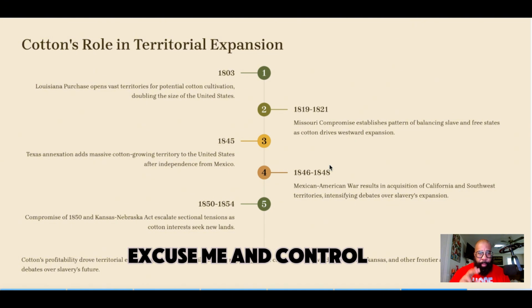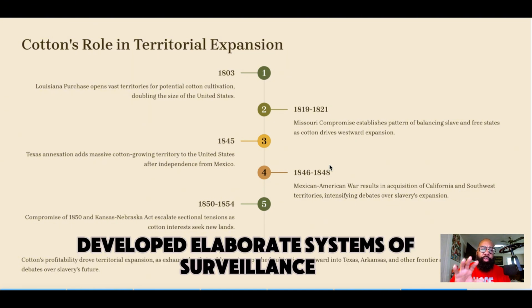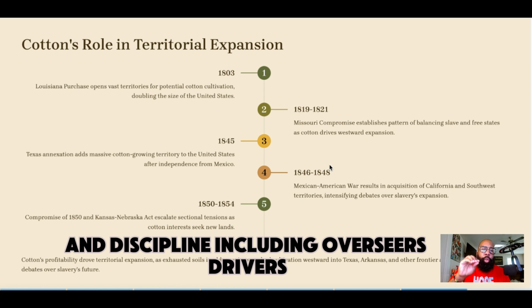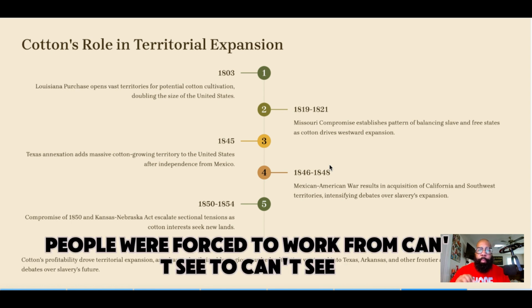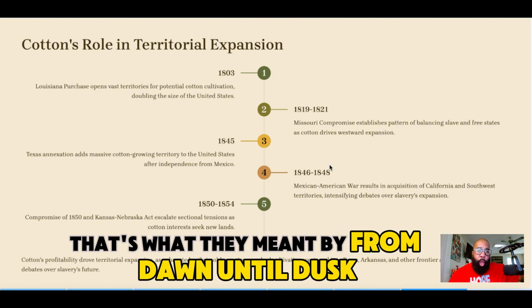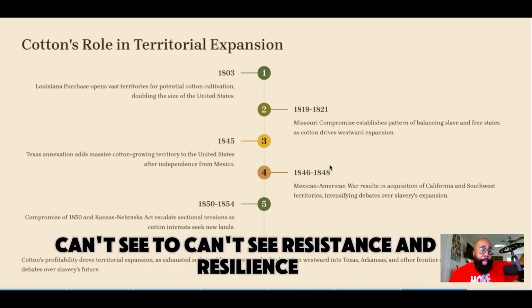Surveillance and control. Cotton plantations developed elaborate systems of surveillance and discipline, including overseers, drivers, and rigid scheduling. Enslaved people were forced to work from can't see to can't see. That's what they meant by from dawn until dusk.